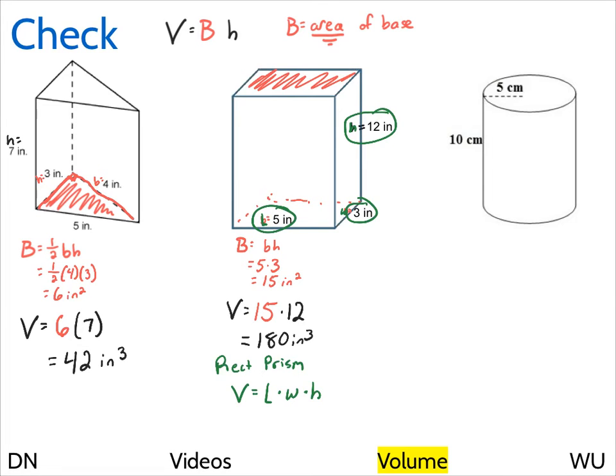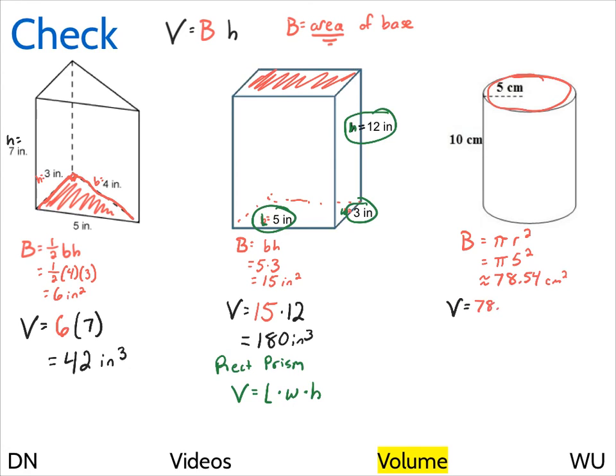Okay, moving on over to here, to the cylinder. The base is a circle. So for the area of a circle, we have to do pi times the radius squared, which in our case is pi times 5 squared, which will get us about 78.54 square centimeters.